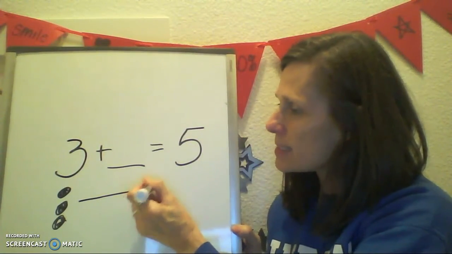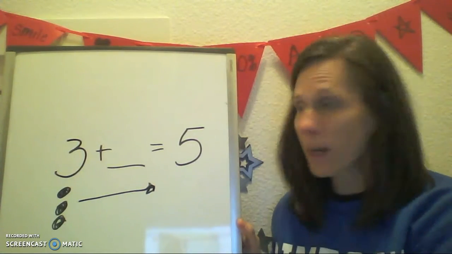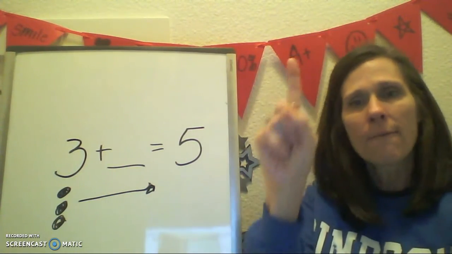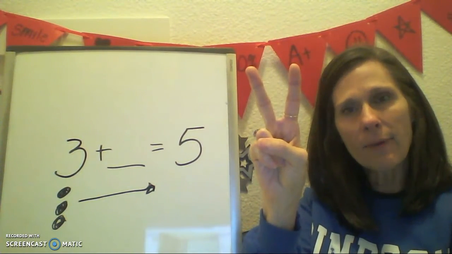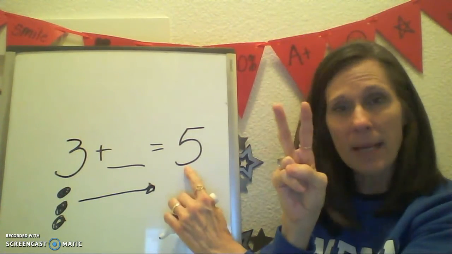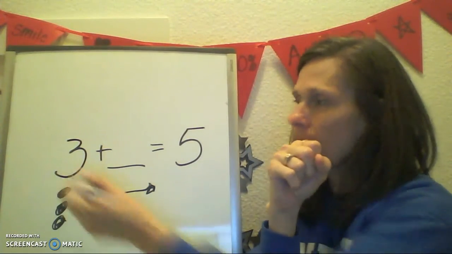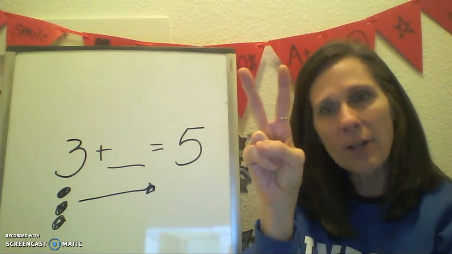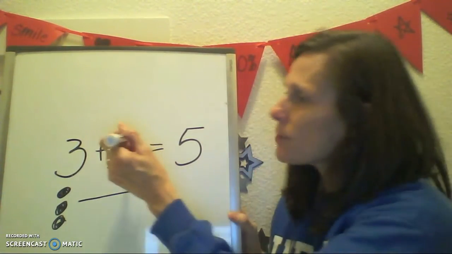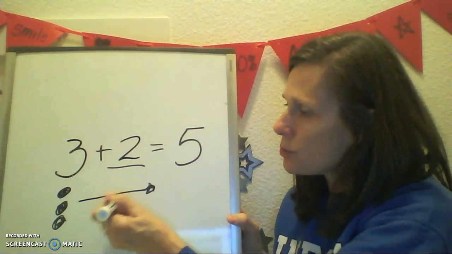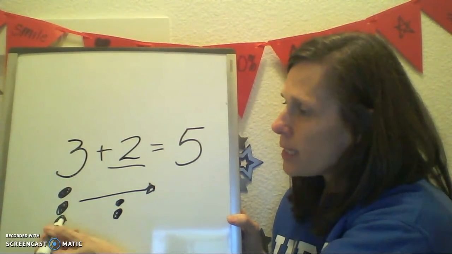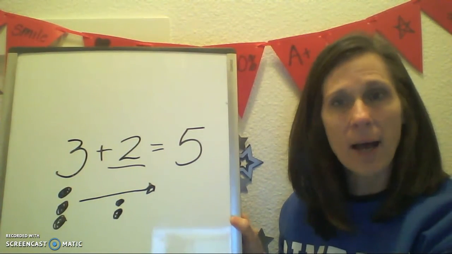Well, that's pretty easy. You can just count up. I could say 3, 4, 5, and I'm stopping at 5 because that's my sum, or my answer to my plus equation. I know I would need 2 more. So of course my missing add-in is 2, because 3 plus 2 equals 5.